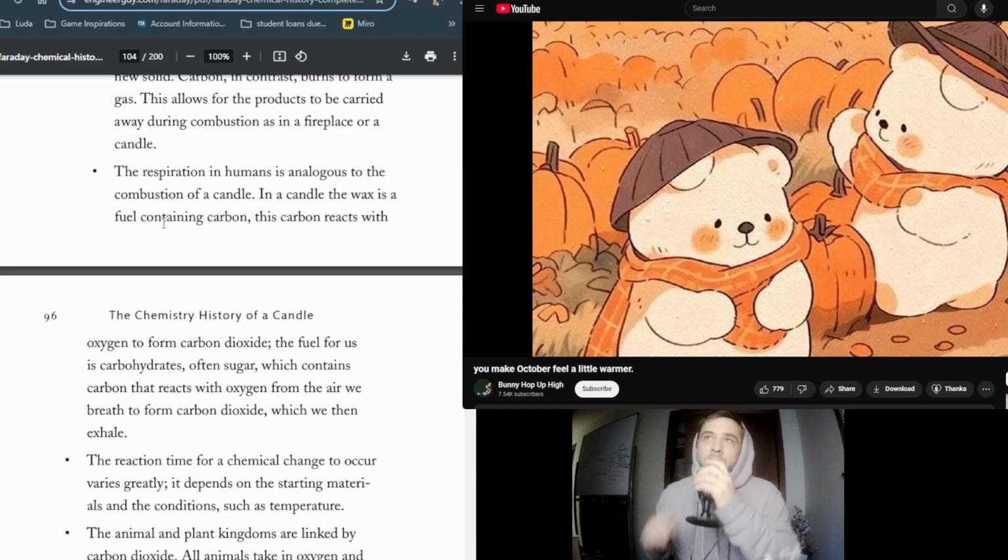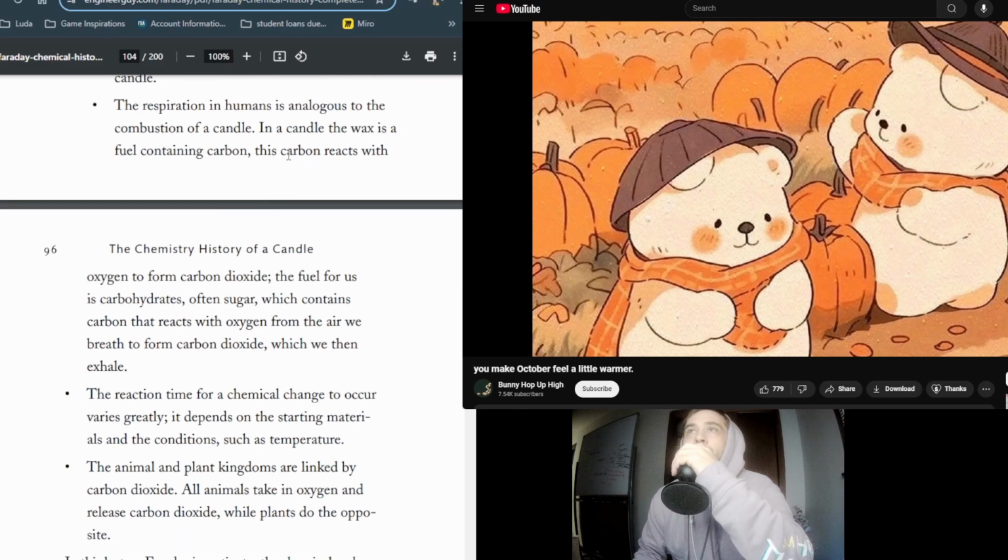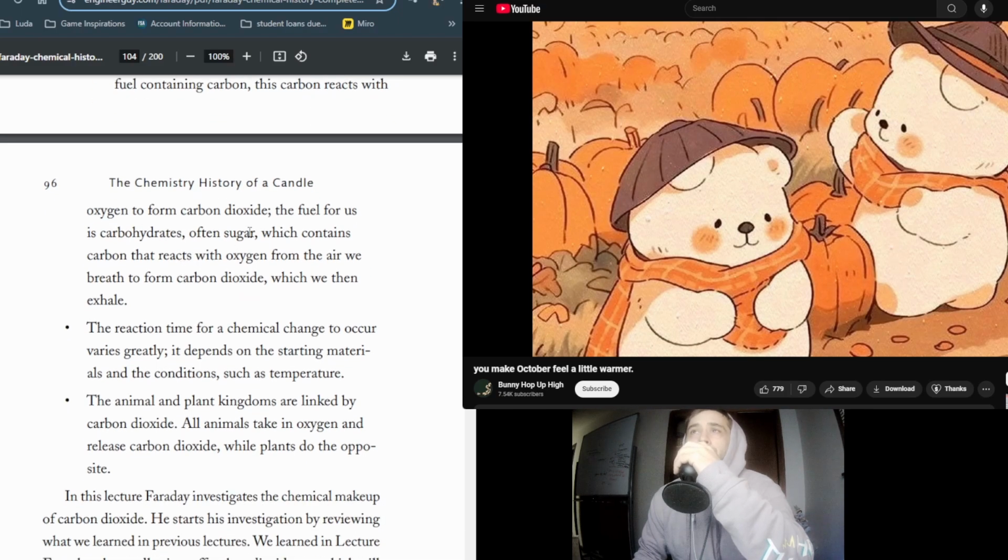The respiration in humans is analogous to the combustion of a candle. In a candle, the wax is fuel containing carbon. This carbon reacts with oxygen to form carbon dioxide. The fuel for us is carbohydrates, often sugar, which contains carbon that reacts with oxygen from the air we breathe to form carbon dioxide, which we then exhale.